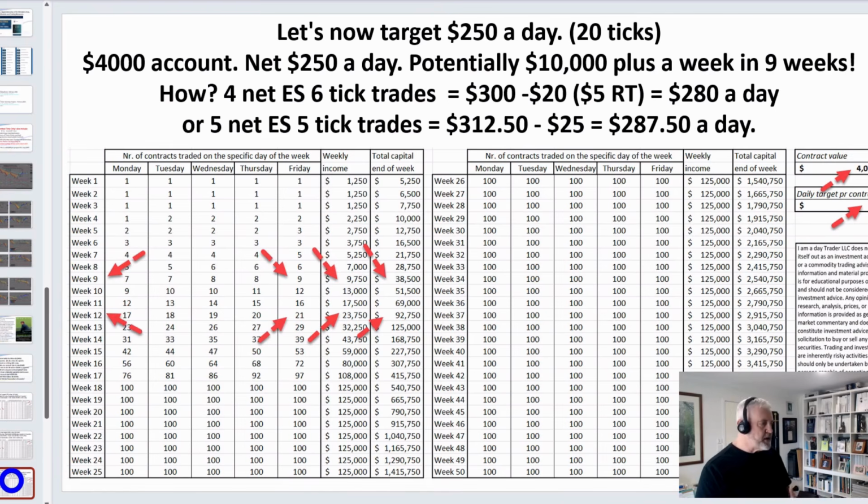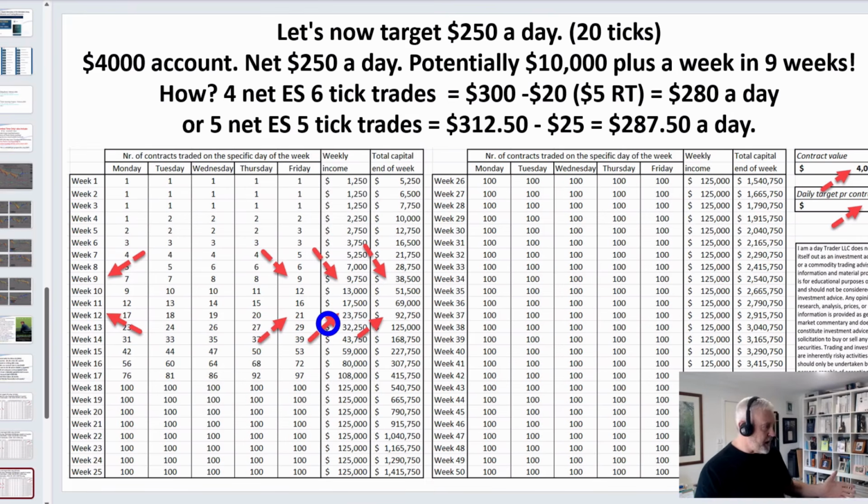Now for the young guns watching this, or those that are willing to maybe put an extra hour or 2 into the market, go for $250 a day, which is 4 scalps. Okay, and look where you are in 9 weeks. Look where you are in 12 weeks, $20,000 plus a week potential income on only 4 scalps a day. I want that to sink in.